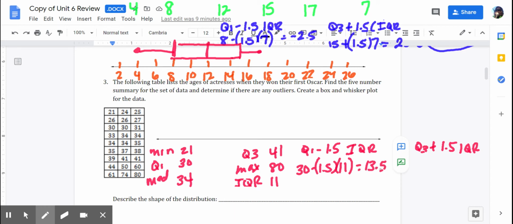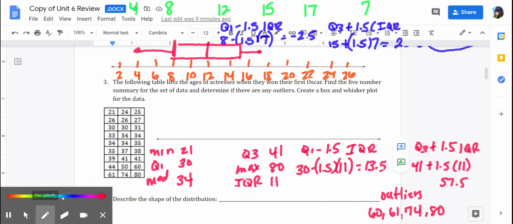So I'm looking for any number in my data set that is 13.5 or lower. Then I'm going to come back and find my upper fence. So that would be 41 plus 1.5 times 11. That's where I find the upper fence to be 57.5. So now I'm looking for any numbers in my data set that are above 57.5, and I can see that there are a few of those. So my outliers will be 60, 61, 74, and 80.